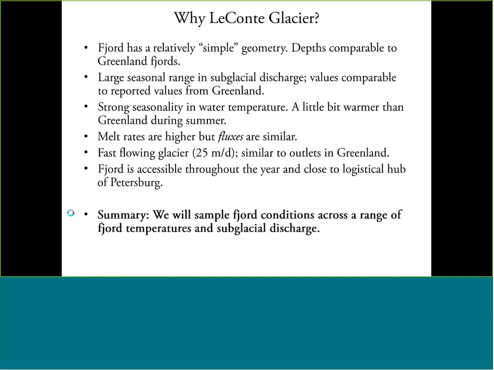If you look at the melt rates, at LeConte they are higher, but the melt fluxes are similar. And so we're removing a similar amount of ice from submarine melting as you observe at some of the glaciers in Greenland. It's just concentrated over a narrower or smaller cross-sectional area. It's also a fast-flowing glacier, 25 meters per day or so, so quite similar to what's observed in Greenland.